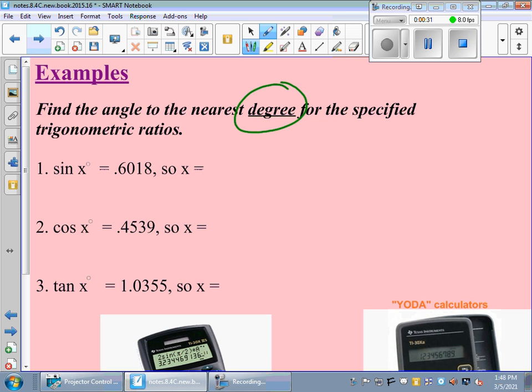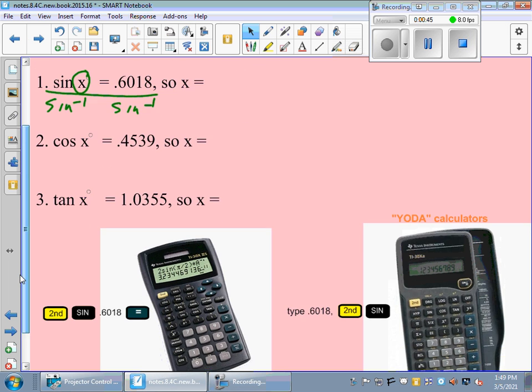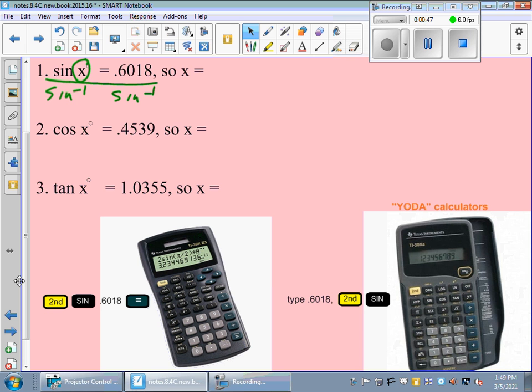So for example, let's say this is an algebra equation right here, okay? We want to solve for x. We want to get x by itself. So you take the inverse sine, or sine to the -1. So on your calculator, if you take a look at the directions we have on the bottom, some people have the calculator on the left. You're going to follow these directions. So you hit second sine, 0.6018, hit equals.